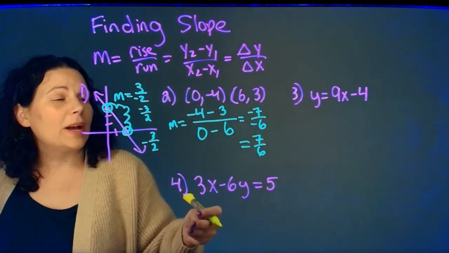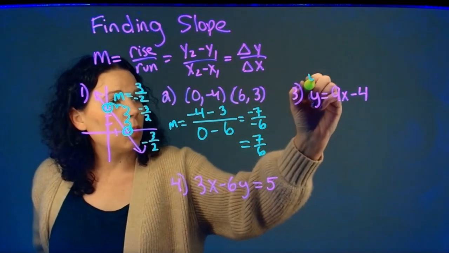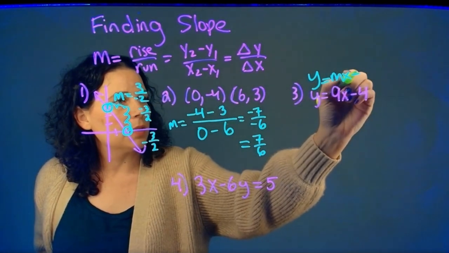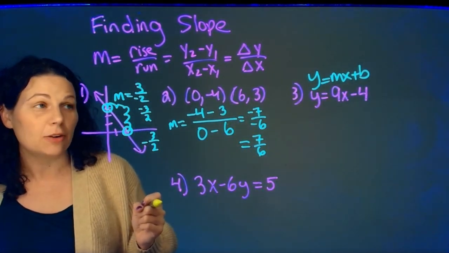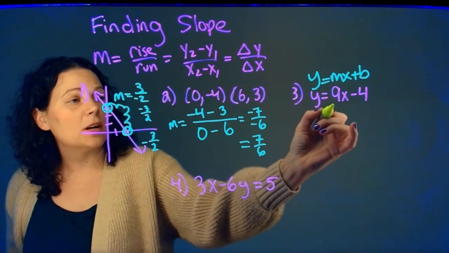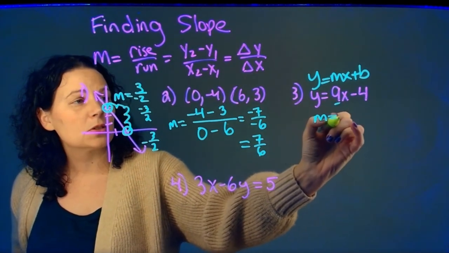If they give us the equation, so like number 3, this is y equals mx plus b. This is slope-intercept form when the y is by itself like that. The slope is the number in front of your x. So for this one, the slope is just 9.